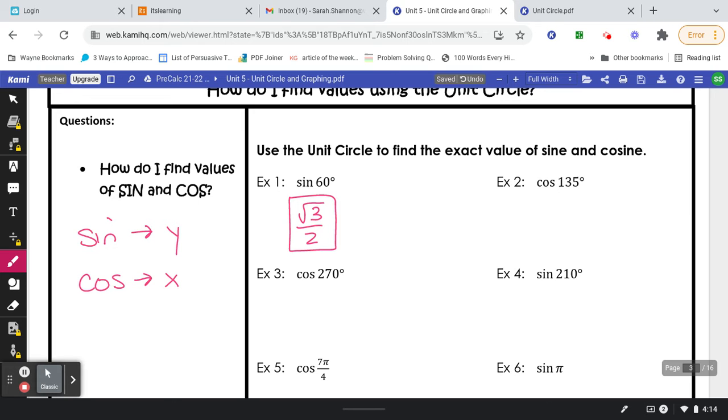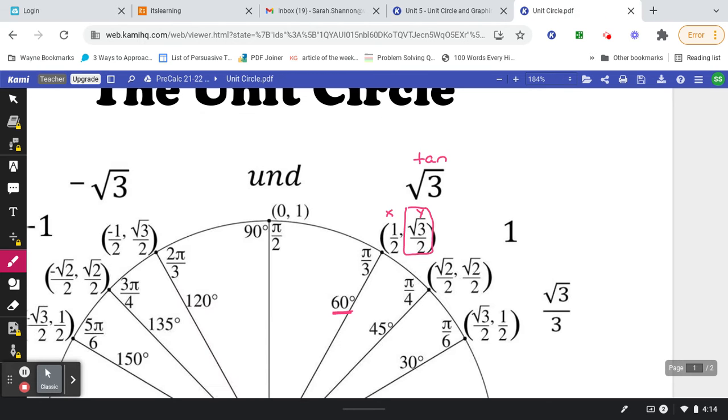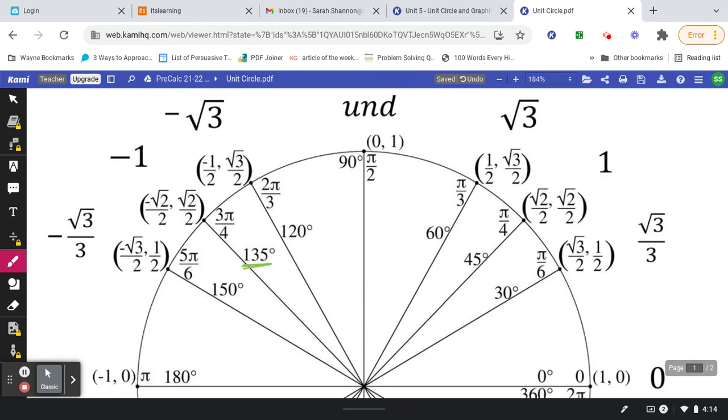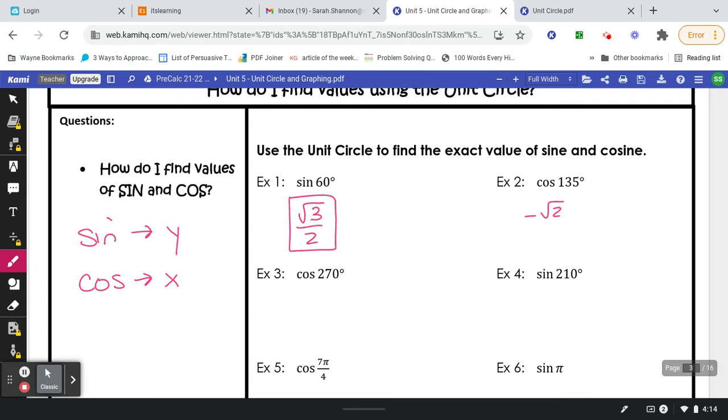Then cosine of 135. So go to 135. It's over here. You have your x, which is what we're looking for, cosine. You have your y, which is sine. And then again, this outside number is tangent. So cosine is going to be your x, negative radical 2 over 2. Again, sine is y, cosine is x.